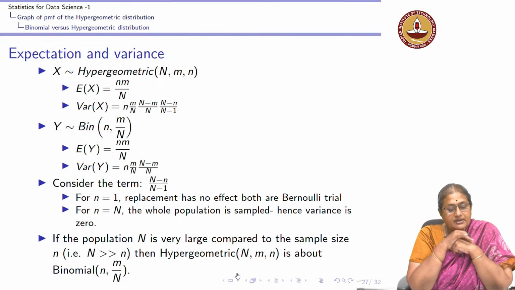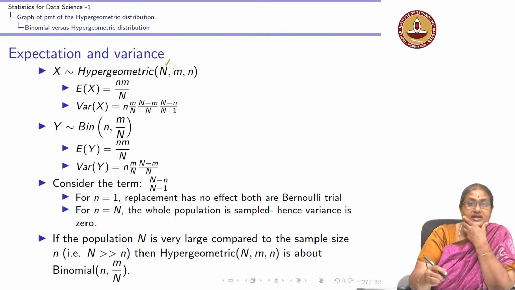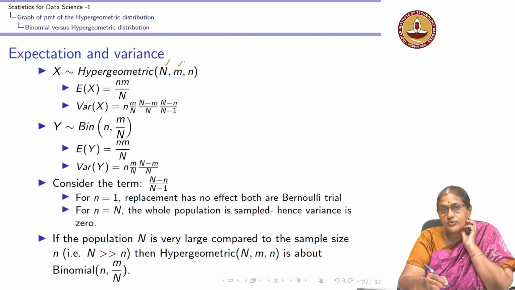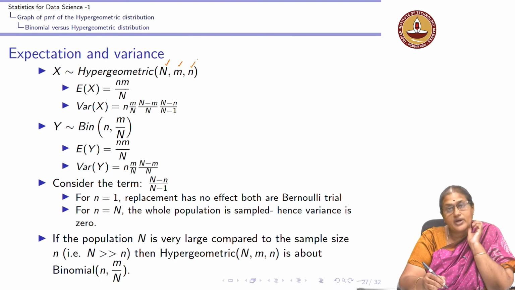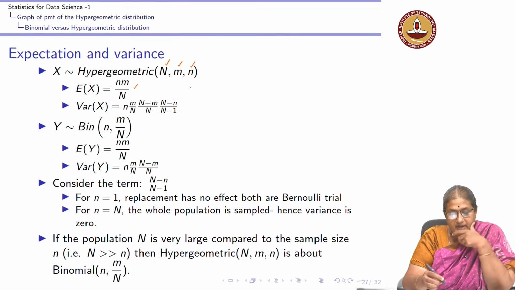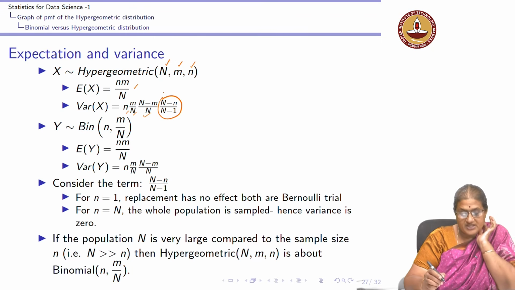So, in summary, what we have seen is, if X is a hypergeometric distribution with parameters capital N, which is the population size, small m, which is the number of units of one type, and small n, which is the sample size, then the expectation of X is n into m by N, and the variance is n into m by N, 1 minus m by N into N minus n by N minus 1.